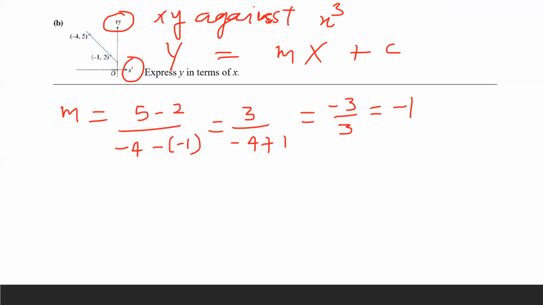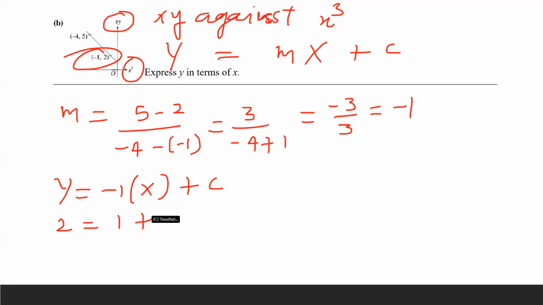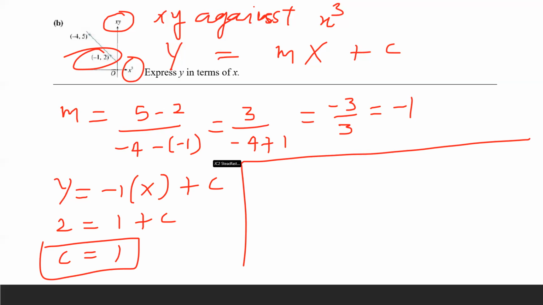Okay, that's our gradient. And now the equation will be y equals negative 1 x plus c. Let's find the value of c. So I'm using the coordinate minus 1 comma 2, this coordinate here, and that will give me 2 equals 1 plus c, and c is equal to 1. So now the linear law equation here is capital Y equals negative 1 times capital X plus 1. So that's our linear law here, minus x plus 1.